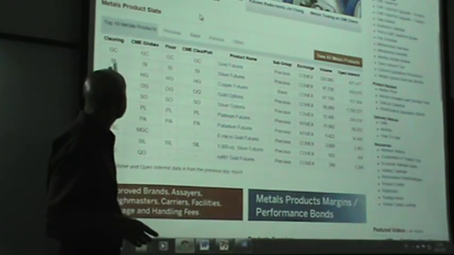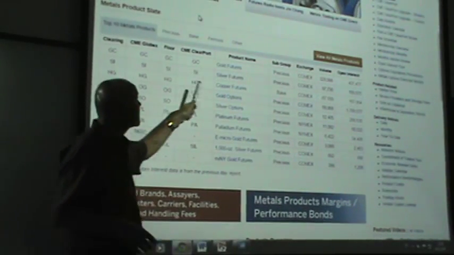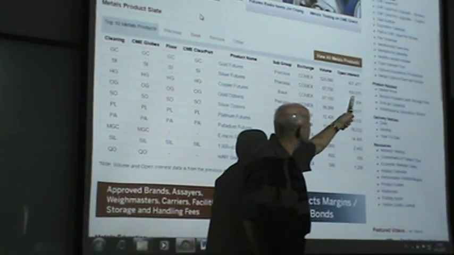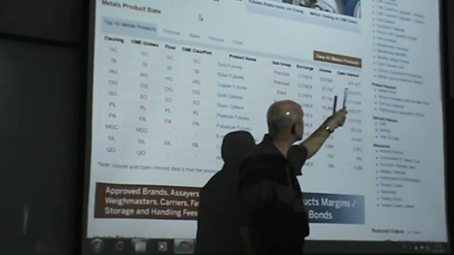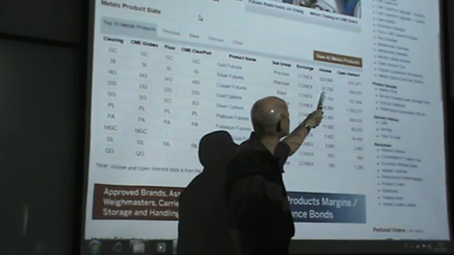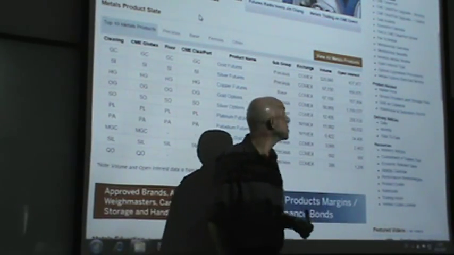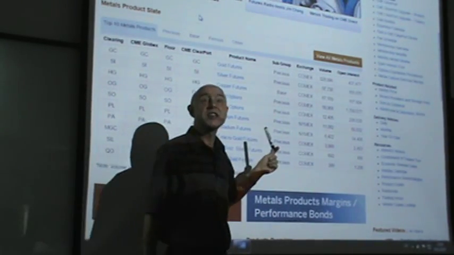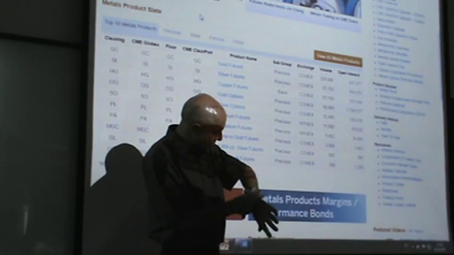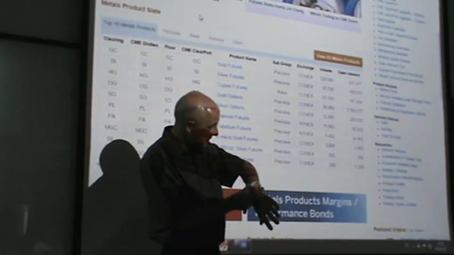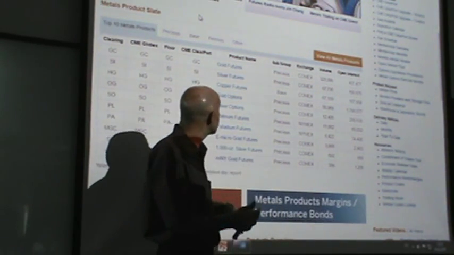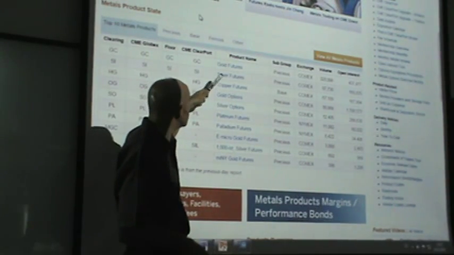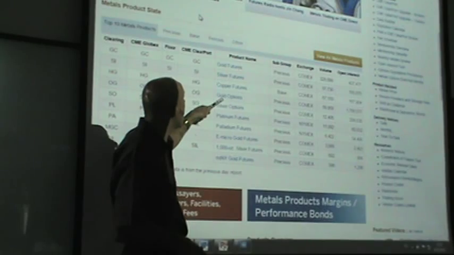Then you see the next major contract is the silver futures contract. Again, 170,000 open interest, and 87,000 will be the volume on that particular date. We've got to see which is the date. It's probably yesterday, two days ago, Friday. It's going to be November 7. And then you can see copper futures. You also see gold options.